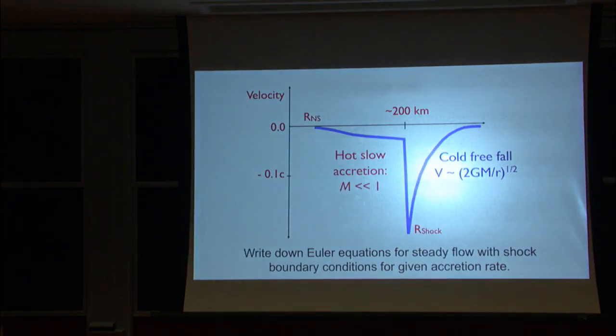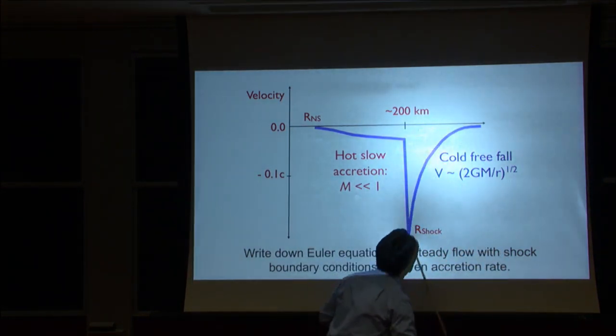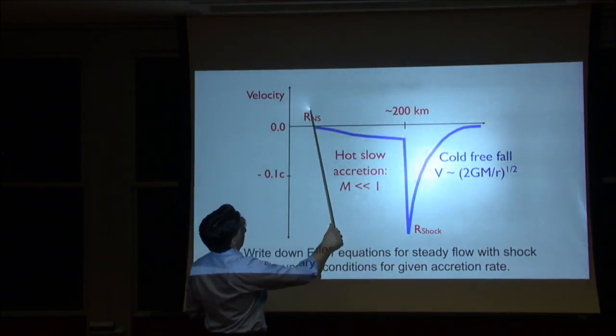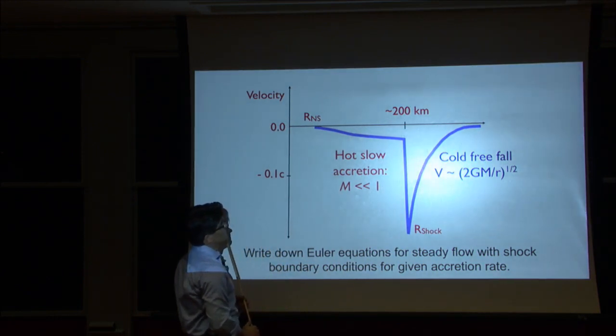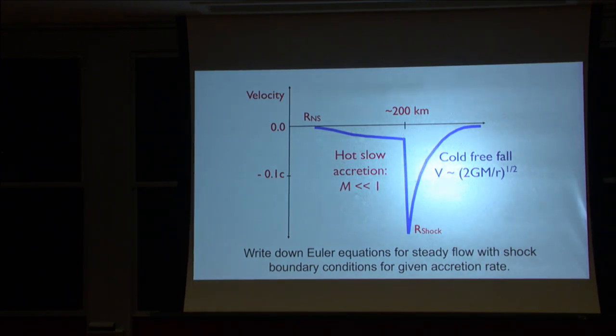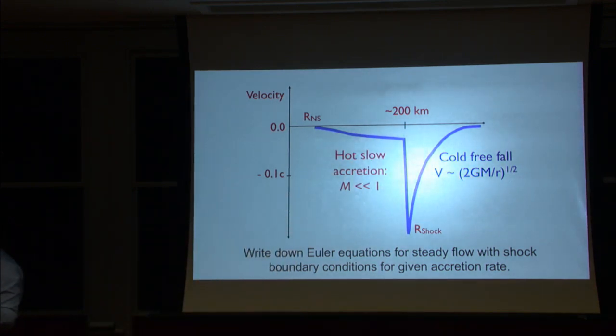This model problem looks a little bit like this if I take a slice out of this and just plot the velocity as a function of radius. You have matter falling in, falling in, shocks, and then goes through this hot, slow contraction onto the neutron star here at 10 kilometers. So what we decided to do is write down the steady state Euler equations for spherical flow with some specified sound speed behind the shock and ask, is the origin of this critical neutrino luminosity actually coming from the fact that you can't support accretion above a certain thermal content of the matter?